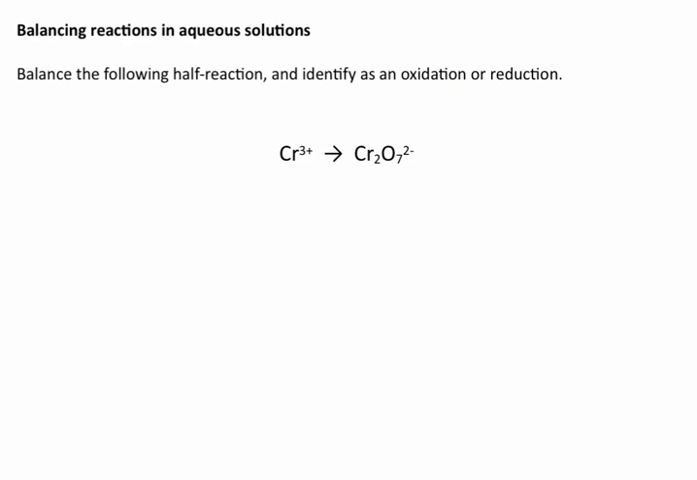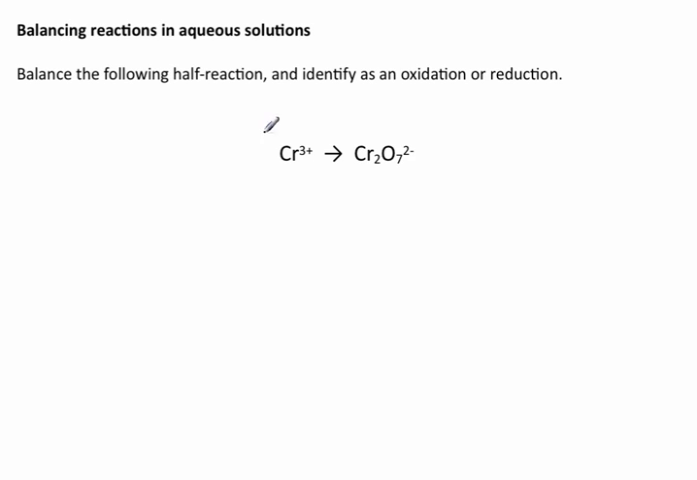Okay, finally, one last thing, balancing reactions in aqueous solutions. So this one gets a little different. If we look at this half reaction, chromium 3+ going to Cr2O7 2-, you'll notice we have these oxygens here. So we have oxygen now as part of a half reaction. So really this is about dealing with oxygen and hydrogen in the process of balancing a half reaction.